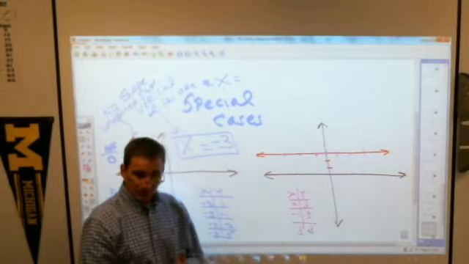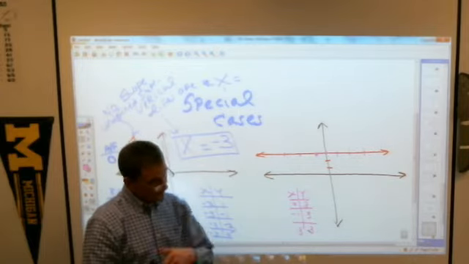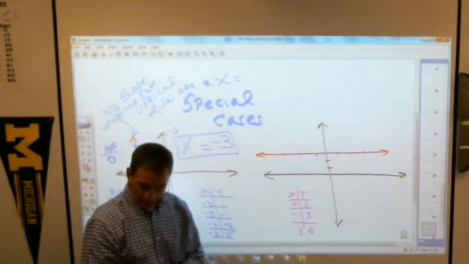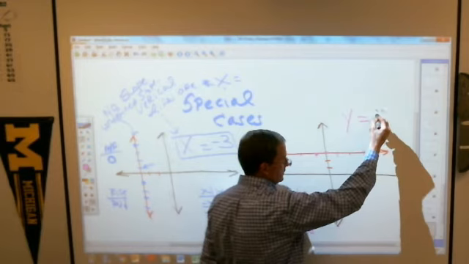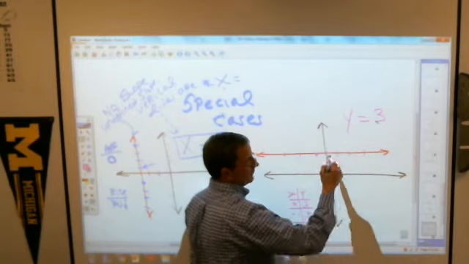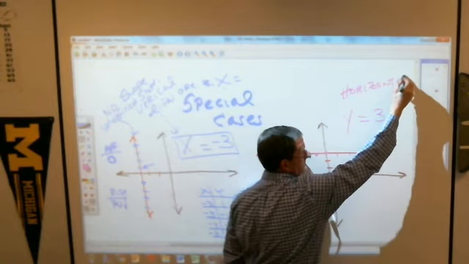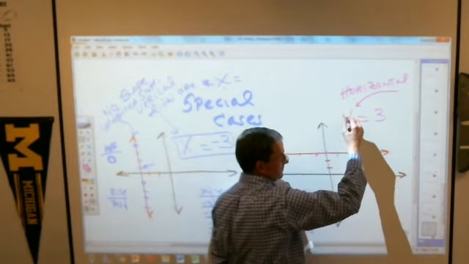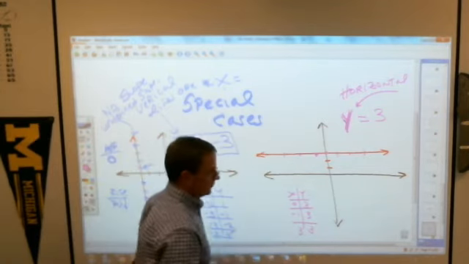If you have 0x, what is that? You said 0 times x, that's nothing. What's the y-intercept? The y-intercept is 3. The equation of this line is y equals 3. If it is a horizontal line, that means it is a y line. Vertical lines are x equals lines, horizontal lines are y equals lines.